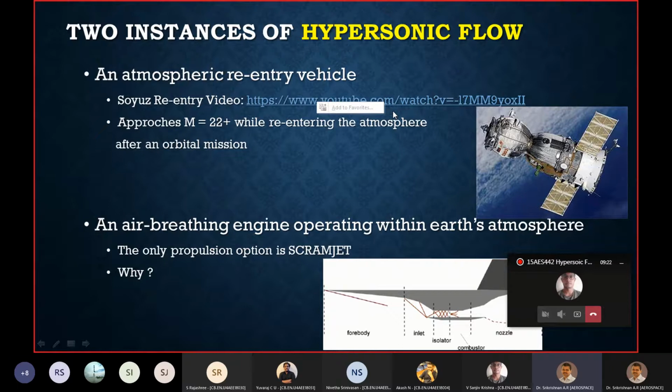And we know that air-breathing engines like scramjets and dual combustion ramjets all operate under the regime of hypersonic flow.